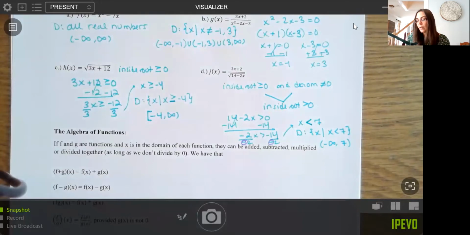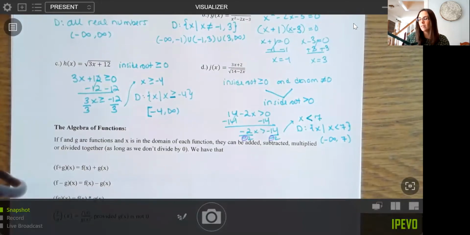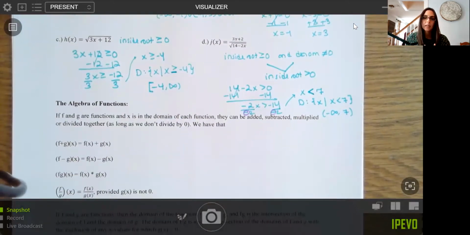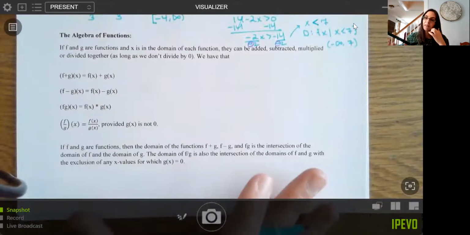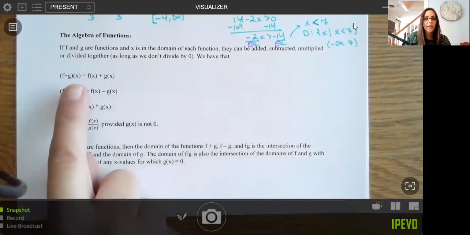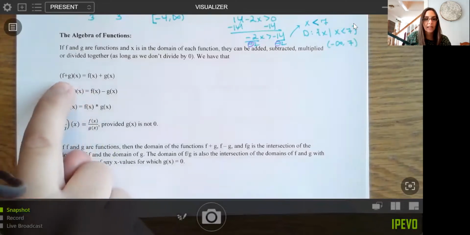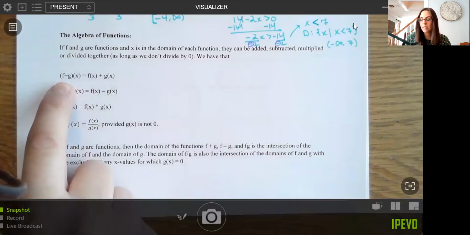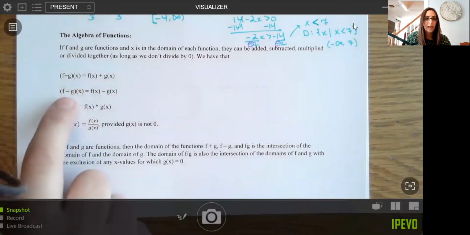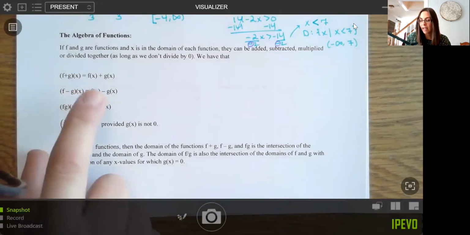Okay, so now we've reviewed domain. And again, these are the two main issues we tend to look for, at least at this point. And we're going to talk a little bit more about the algebra of functions. So you actually can add functions together, subtract functions, multiply them, and even divide them. And don't overthink it. When it says notation like this, f plus g, it really just means add function f with function g. When you see f minus g of x, it really just means take function f and subtract function g.